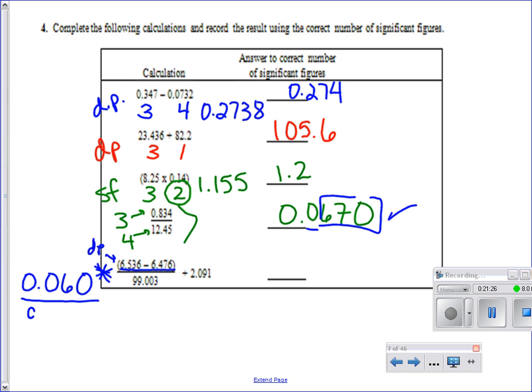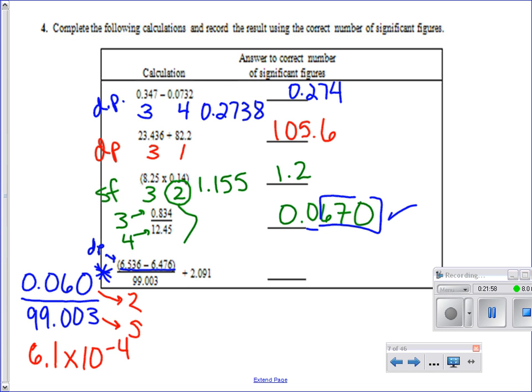Now, what's the next thing we do? We do division. Now we're going to divide that by that. Since we're dividing, we're finding the least number of sig figs. How many sig figs in this top number? 2. How many sig figs in this bottom number? 5. So what are we going to round this division to? Okay, 2 sig figs, which would be what? Times 10 to the negative what? 4. Okay, so that's it.